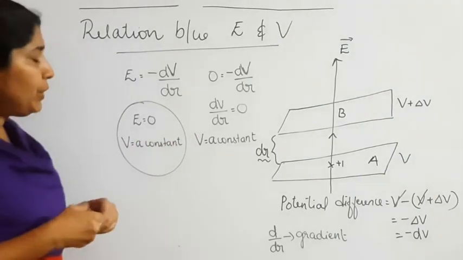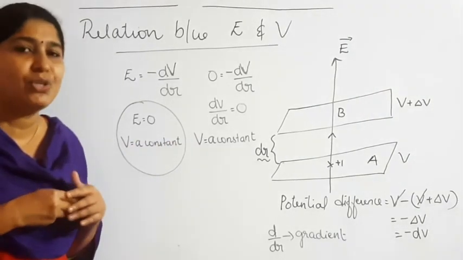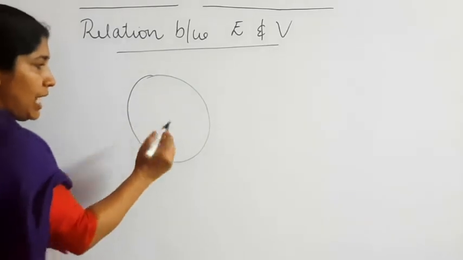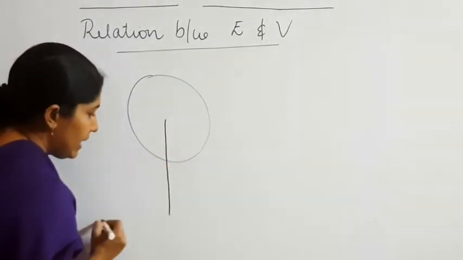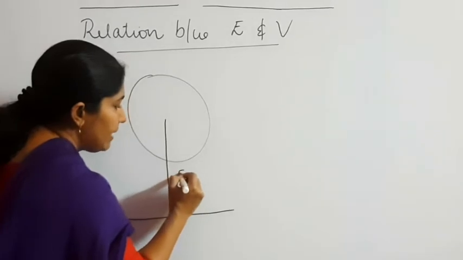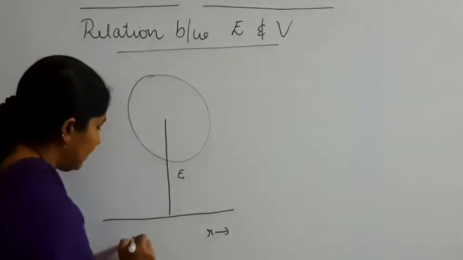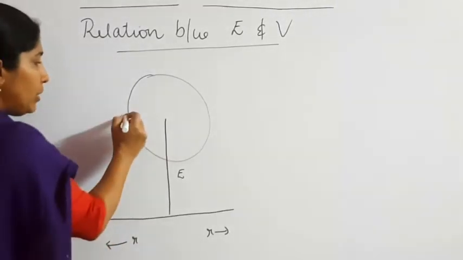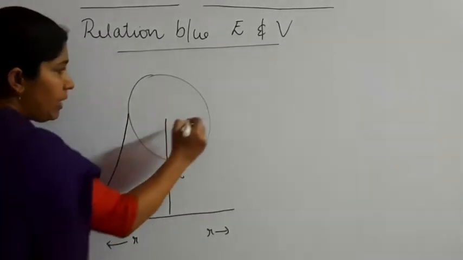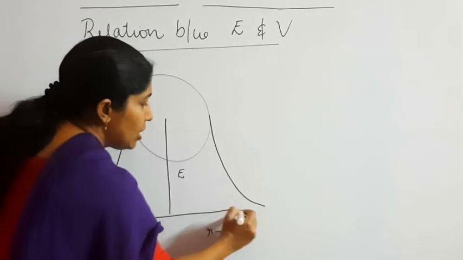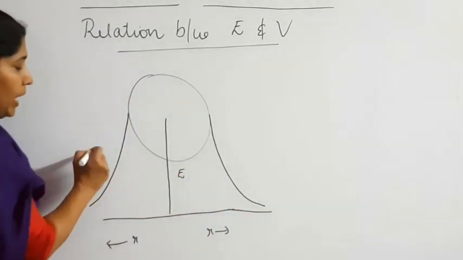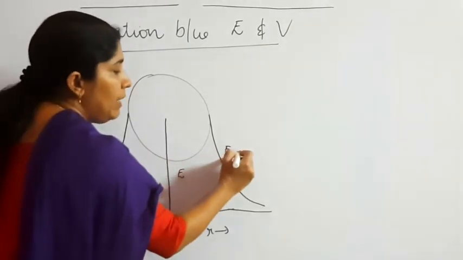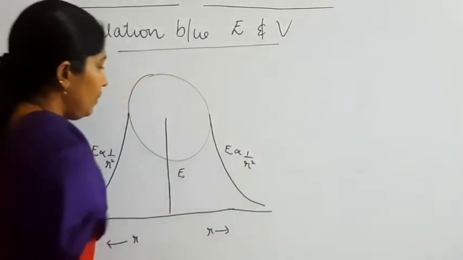Now we want to draw the graphical representation between potential and distance. To do this, we consider a shell, with electric field taken along the y-axis and distance along the x-axis. We already studied this graph. It is the relation between electric field and distance. Outside the shell, E is directly proportional to 1 by r square.